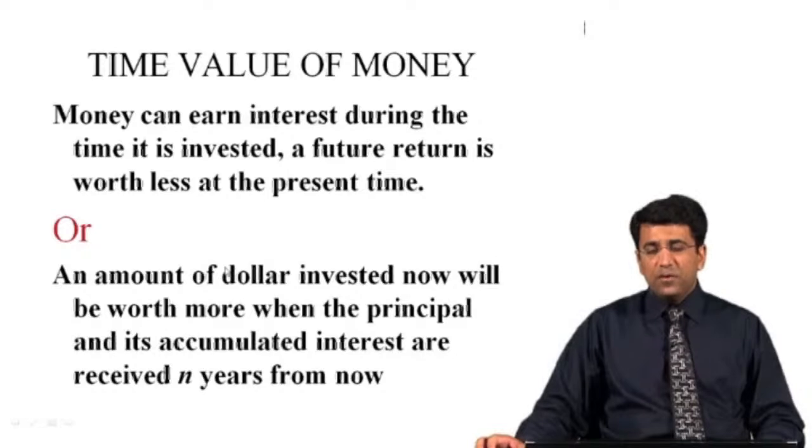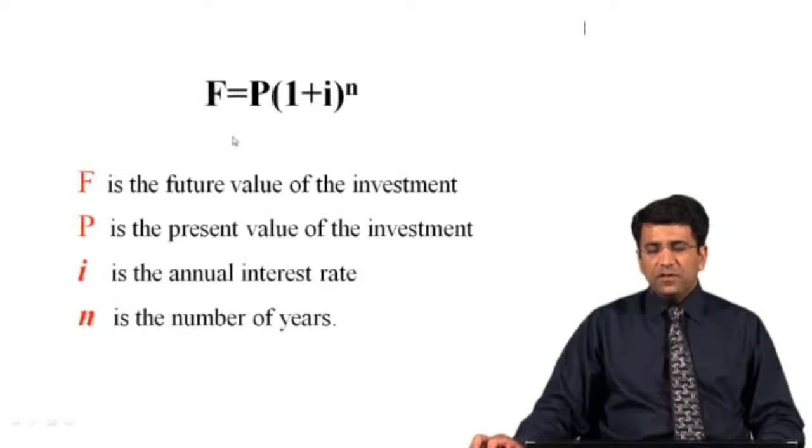Again, students, I have told you about the time value of money, that an amount of dollars invested now will be worth more when the principal and its accumulated interest are received n years from now. Or money can earn interest during the time it is invested. A future return is worth less at the present time. So again students, as I have told you, the present worth of money is always greater than the worth of money in future. So again, this is the formula for calculating the future value of some investment. F is equal to P into (1 plus I) raised to power n, where F is the future value of the investment, P is the principal amount, or the present value of the investment, I is the annual interest rate, and n is the number of years for which you are making that particular investment.